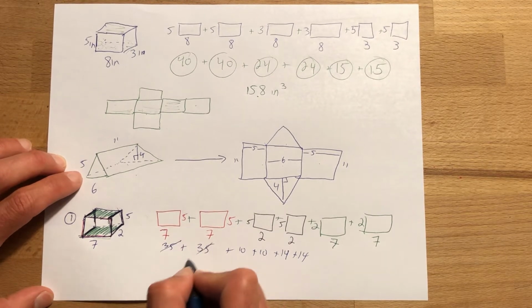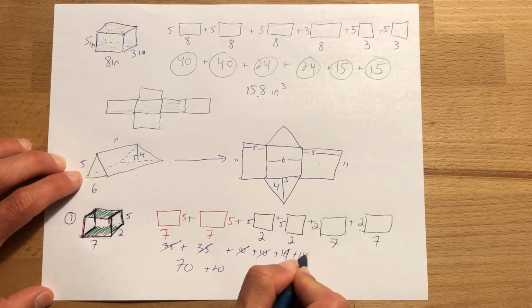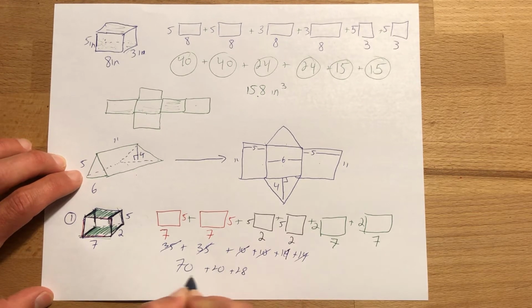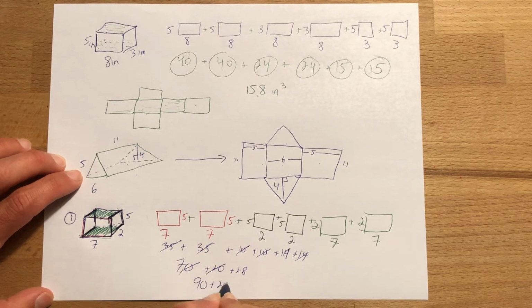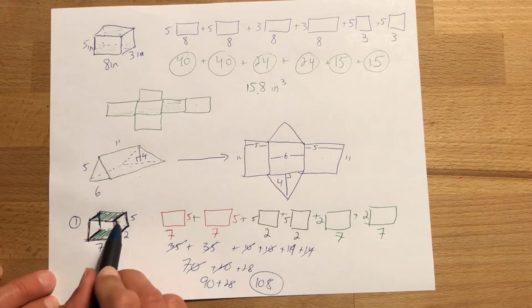Anyways, 35 and 35 is 70. 10 and 10 is 20. 14 and 14 is 28. So 70 plus 20 is 90, plus 28 is equal to 108. 108 units squared. That is the surface area of this shape.